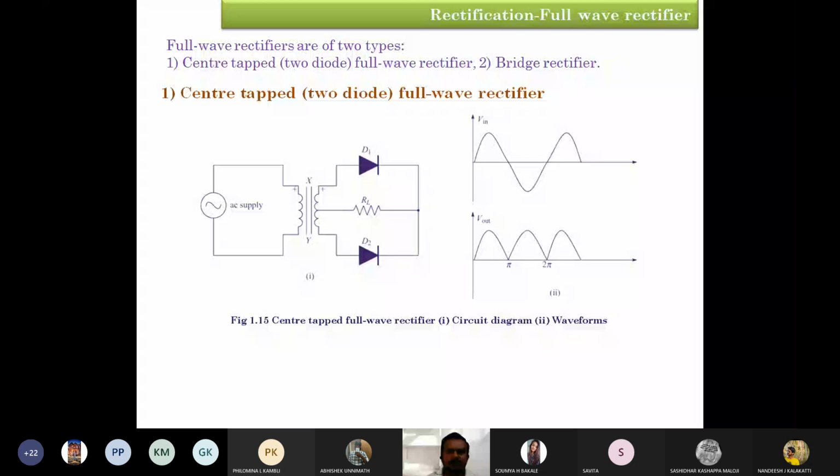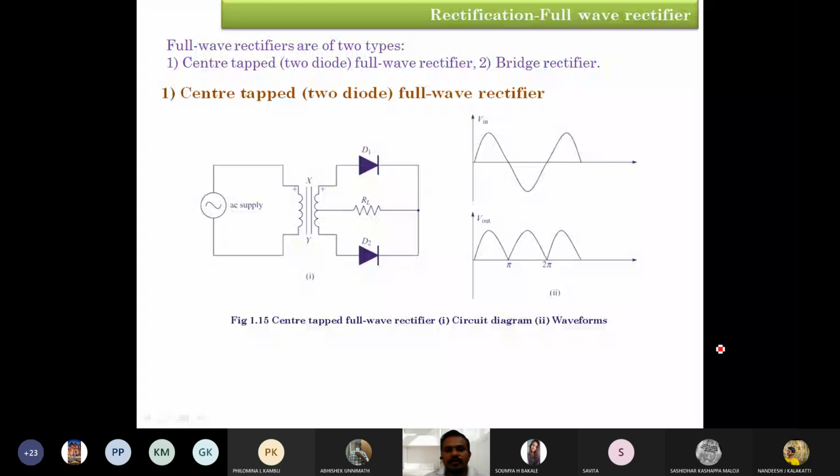or coupling transformer. Then the secondary windings of the transformer are connected such that, here the name is center tap, because in the transformer, at the middle of the secondary, we consider the middle as a common terminal. So it has three terminals: a center tapped transformer. The middle one is the common terminal. Here we are going to consider two diodes in the circuit.